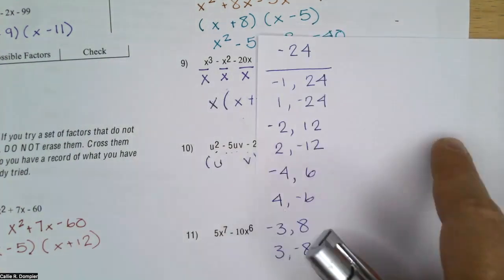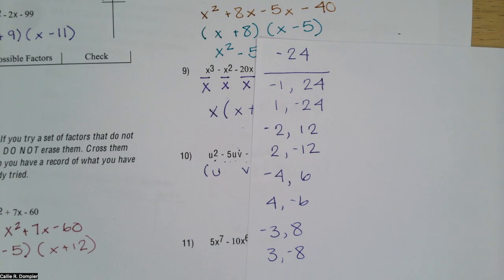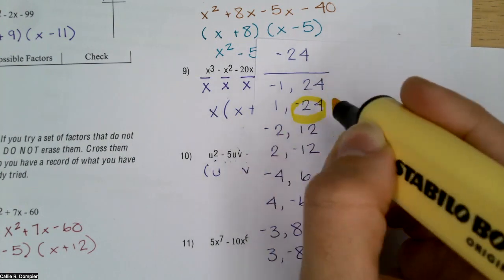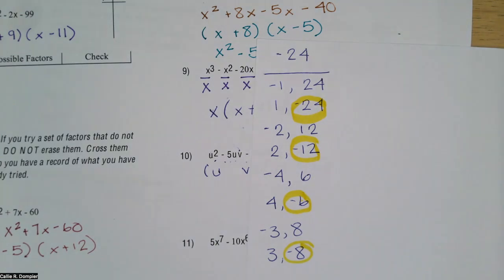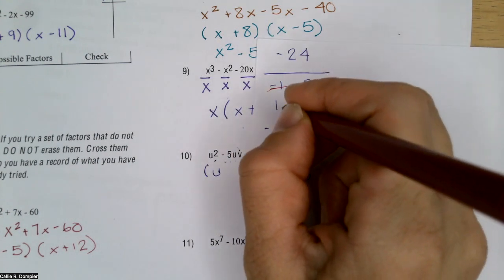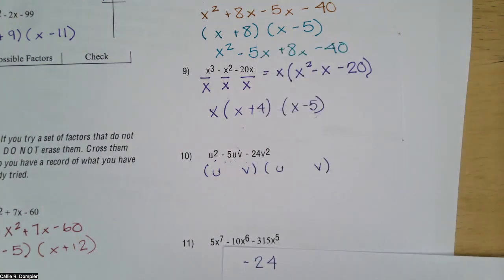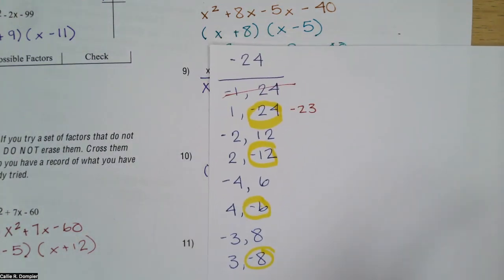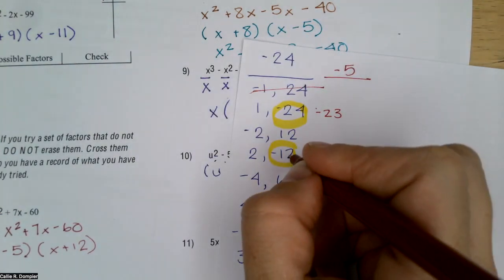I need them to combine to equal negative 5. Okay? Negative 5 means that I want the negative number to be the bigger one, because when I combine them, I want them to add to a negative number. This one won't. Negative 24 plus 1 is just negative 23. Sorry, we're looking for negative 5, remember? Negative 23 is not negative 5.